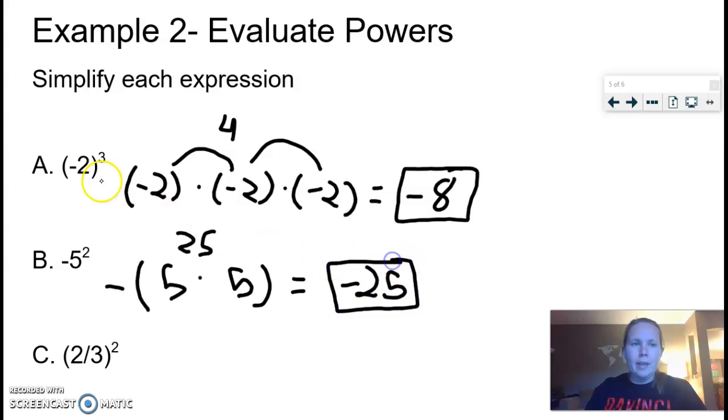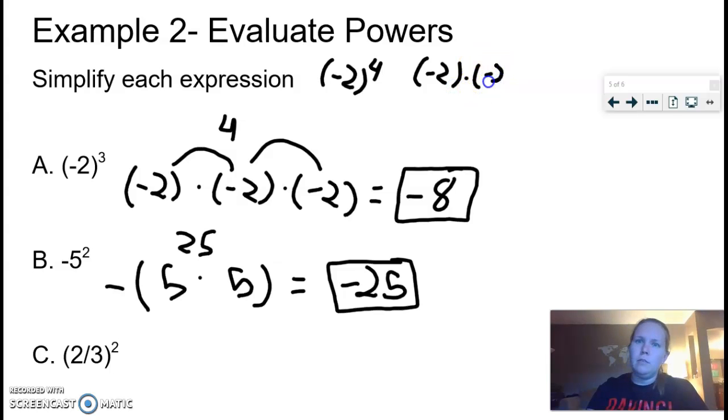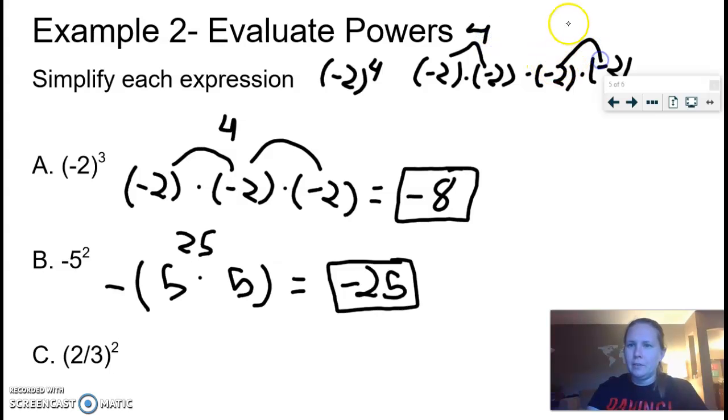In the case of A, if instead I had (-2) to the 4th power, it would look like this. -2 times -2, and we'll just keep going, times -2 times -2. Remember, -2 times -2 is 4, and if I do it on this side too, it's 4. 4 times 4, well, now I get a positive number.